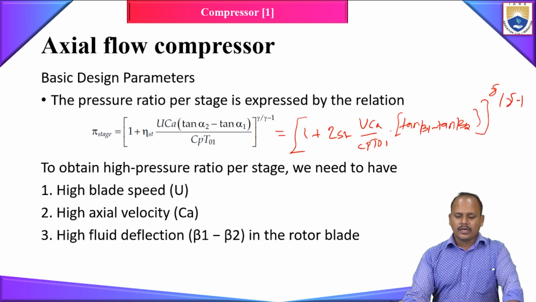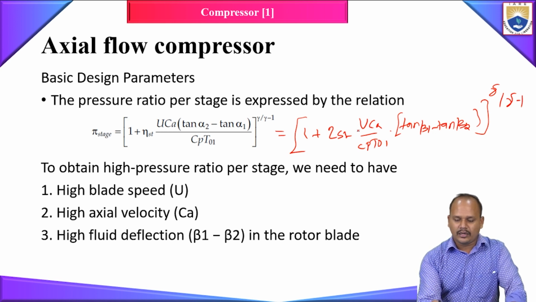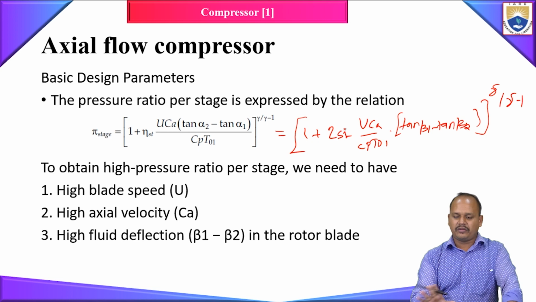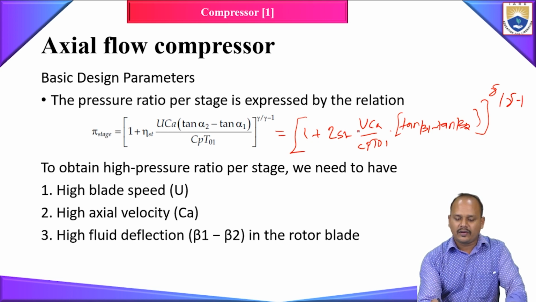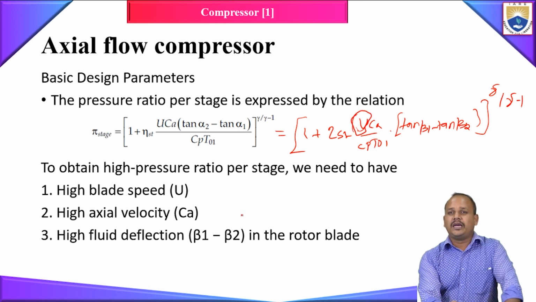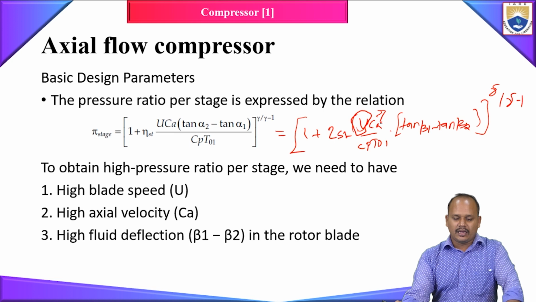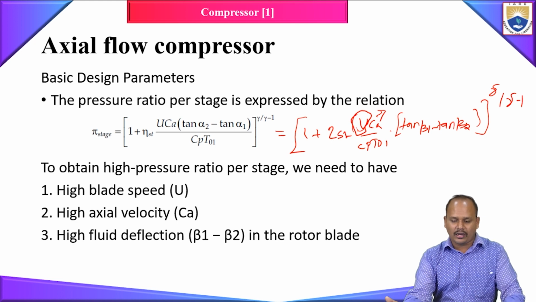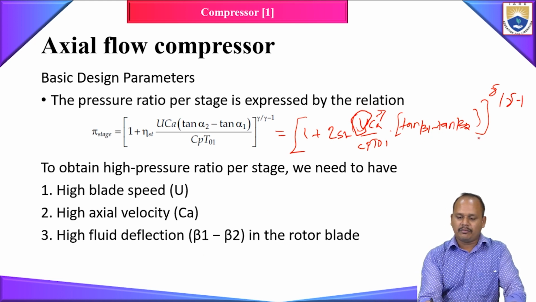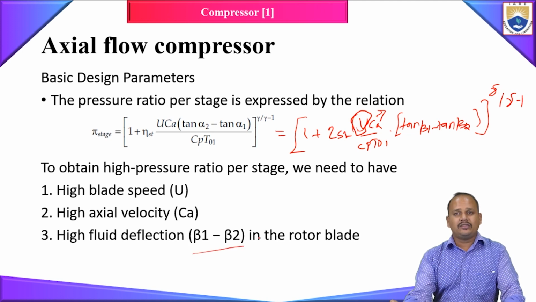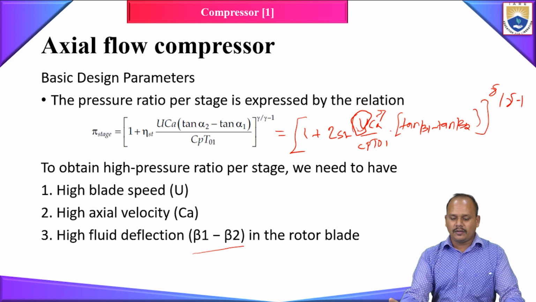From this we can find out the design parameters which basically limit the pressure rise. First is eta st, that is efficiency, a fixed value, we can't do much. Next is U Ca. What is U? U is the speed at which your rotor blade is rotating. And Ca is the axial component of the absolute velocity at which the flow enters the rotor. And then tan beta 1 minus tan beta 2, that is how much your flow is being deflected across the rotor blade.